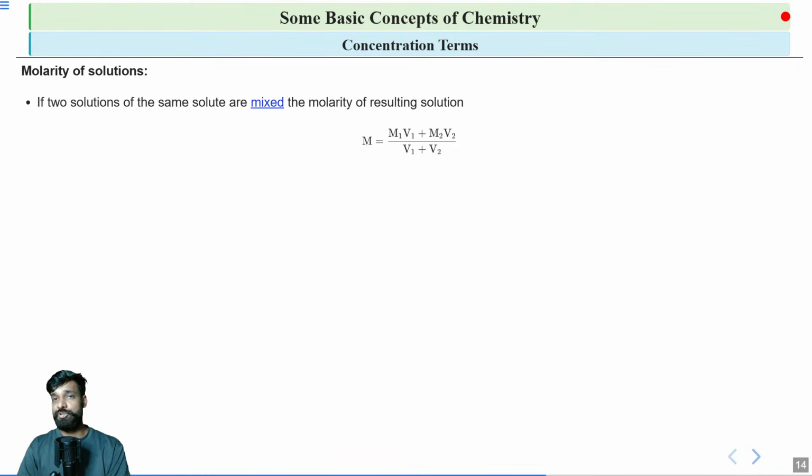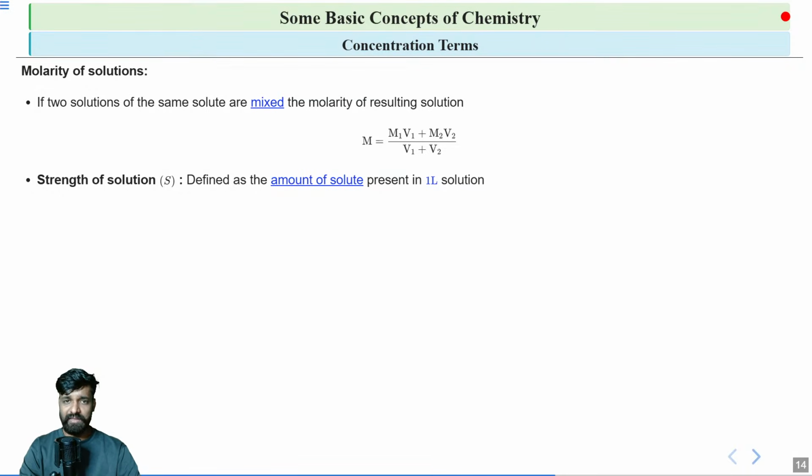Suppose you are taking two solutions. The first solution has a molarity of M1 and volume V1. The second solution has a molarity of M2 and volume V2. Then if I ask you how to calculate the new molarity after mixing these two solutions together, it will be (M1V1 + M2V2) / (V1 + V2). So this is an important formula to calculate the concentration of the mixture formed by mixing two solutions whose molarity and volume are known to you.